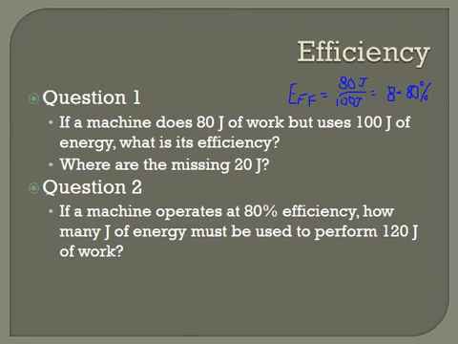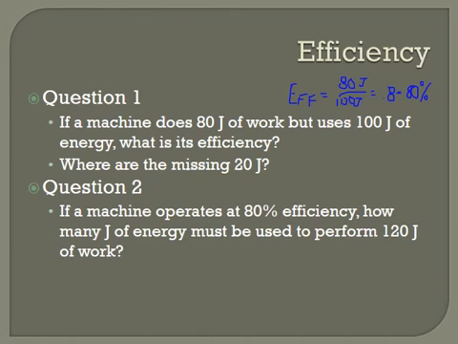Where's the missing 20 joules of energy? Because remember, we started with 100 joules of energy. We only got 80 joules of useful work out. So where did the other 20 joules go? Into another form of energy. They're not destroyed. That energy is not destroyed. It's impossible to destroy energy. It simply goes into a form that is less useful, perhaps heat or sound or something of the sort.